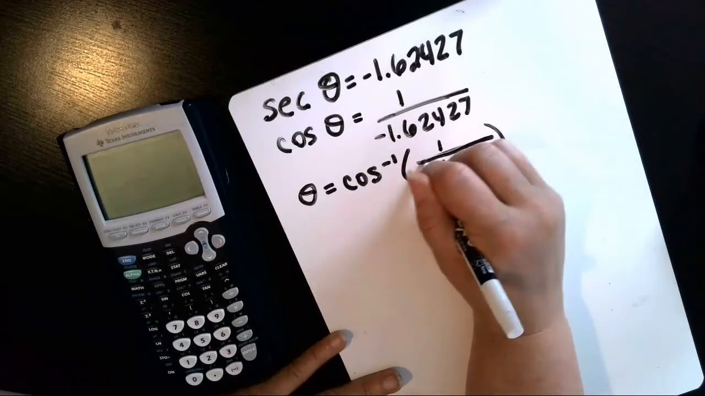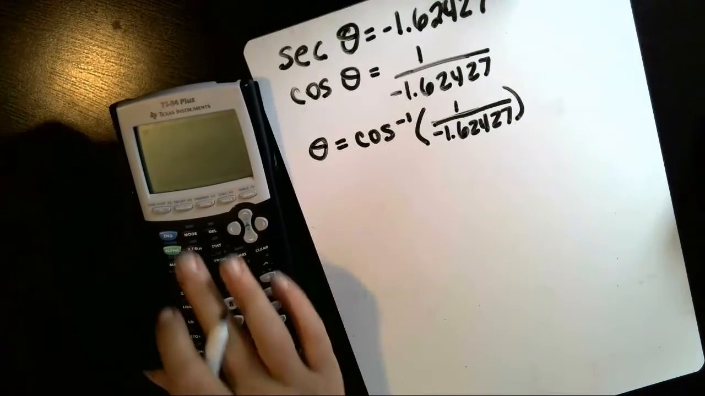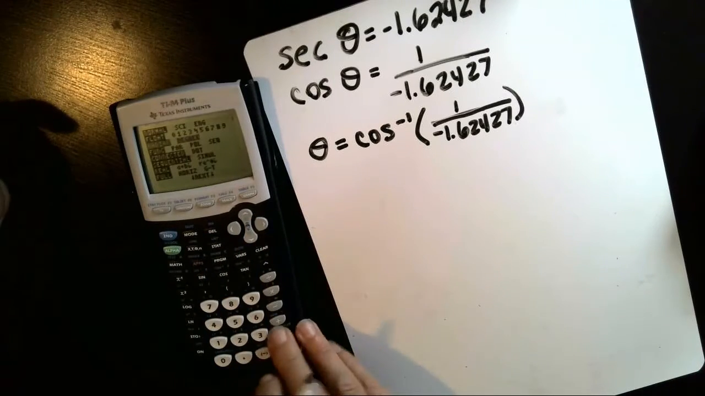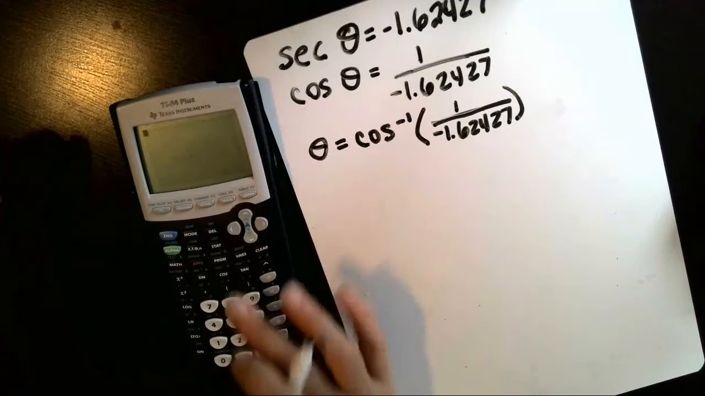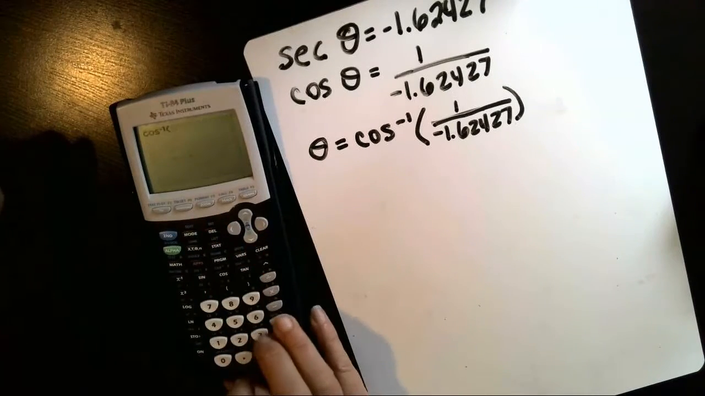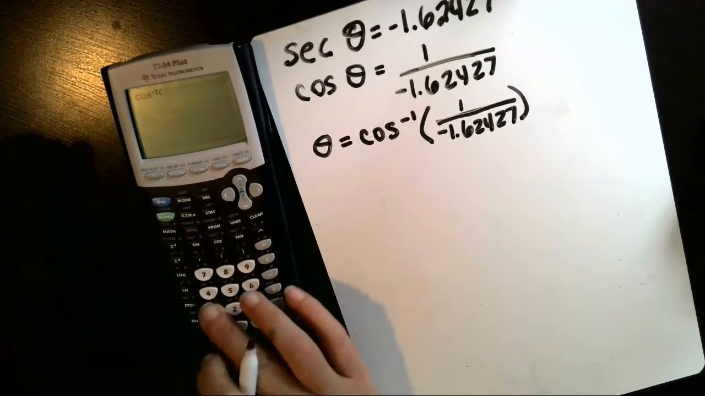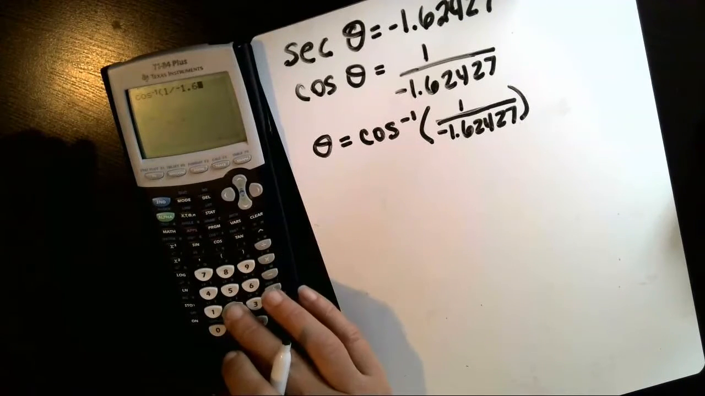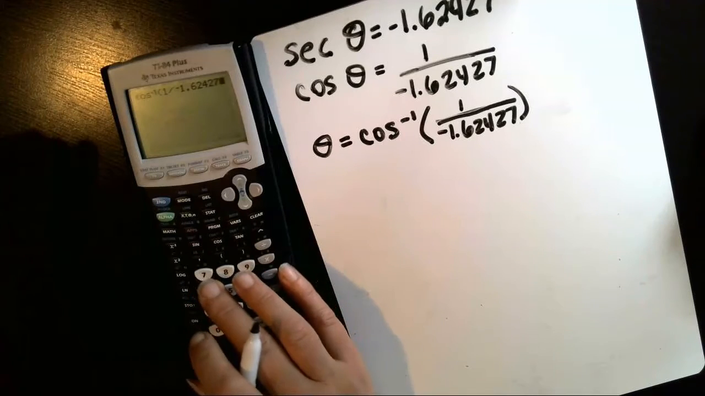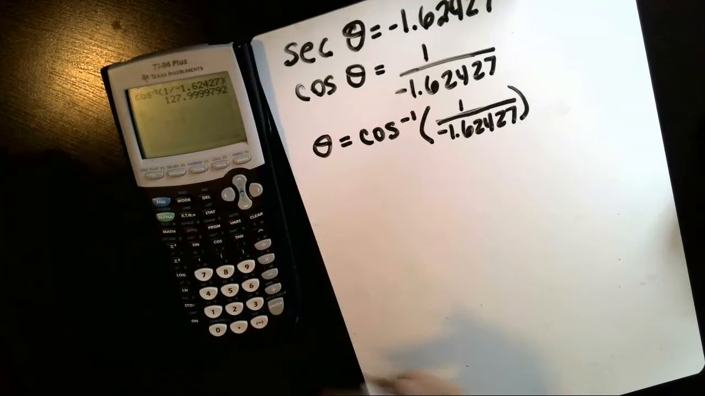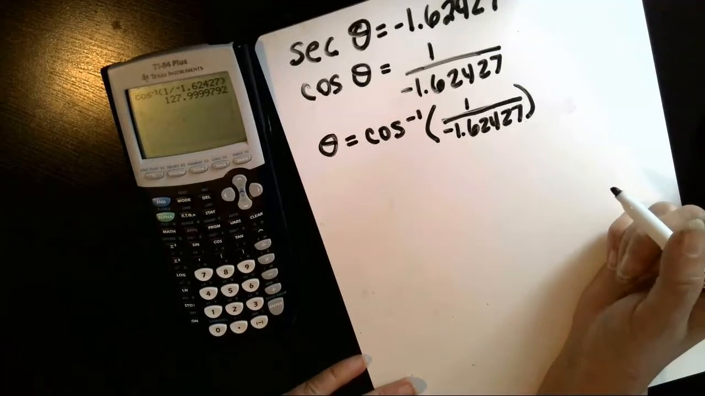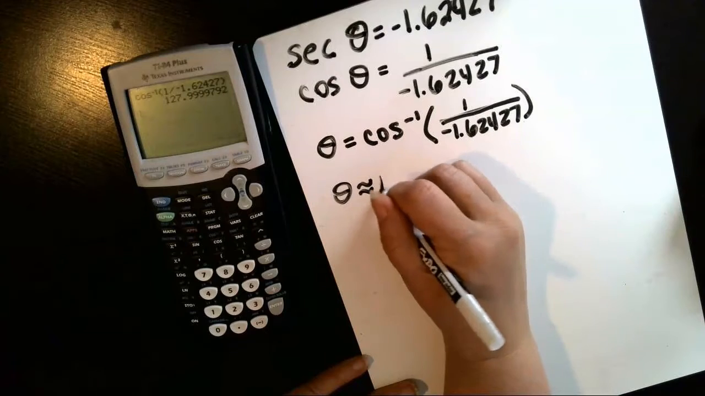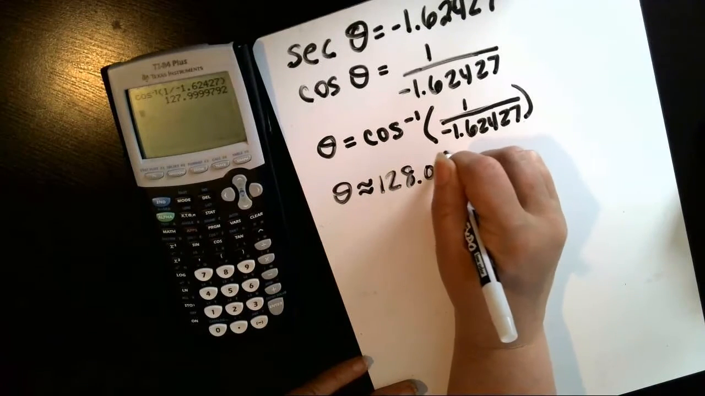1.62427. And we're going to go ahead and put that in the calculator, and we want to make sure that we're in degree mode since the problem wants the answers in degrees. Oh, whoops, I just took it out of degree mode. There we go. Okay, and arc cosine, we will do second cosine, and then 1 divided by negative 1.62427. Enter. And the direction said to round to 2 decimal places, and that means we have approximately 128.00 degrees.